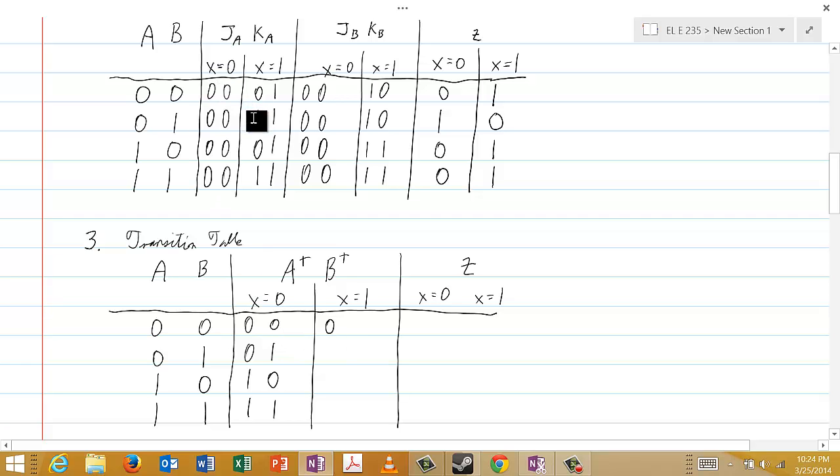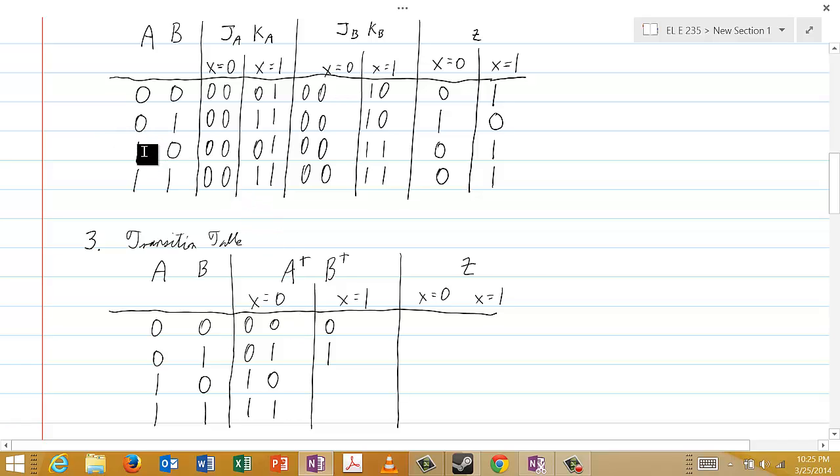Let's now go to the next one. In the next line, A is again 0, but this time J and K for that flip-flop are 1, 1. And remember that when J and K are both 1, this is the toggle condition, so this 0 will become a 1.